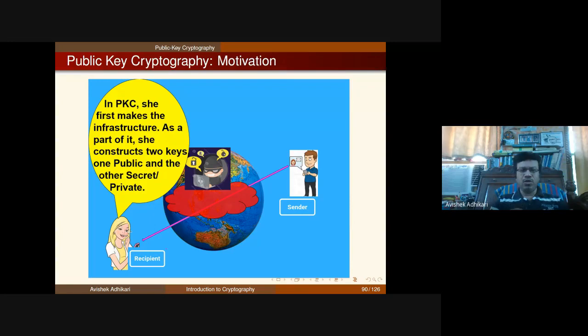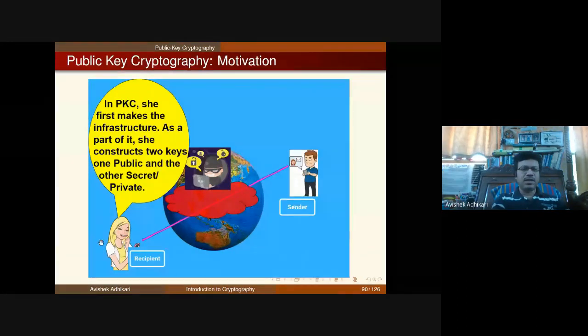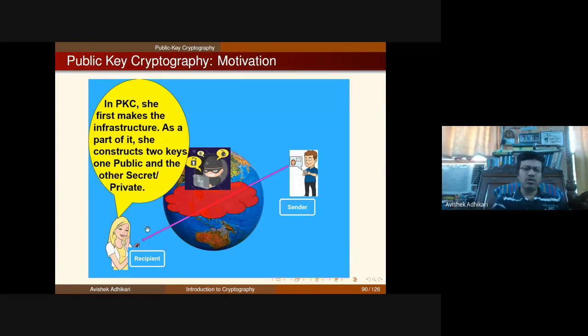So what I'm trying to say is that here, when the girl is going to make the infrastructure, the girl has two things. One is public, that means like my email ID. Another thing is the private, that is the password of my email ID. So in a public key crypto system, we call it two keys. One is the public key that is known to all, another is the private key that is only known to this girl.